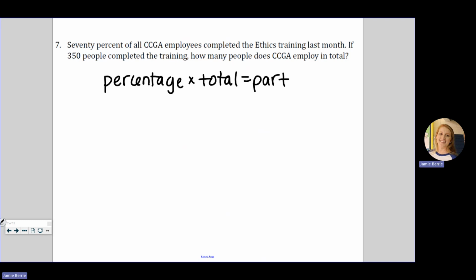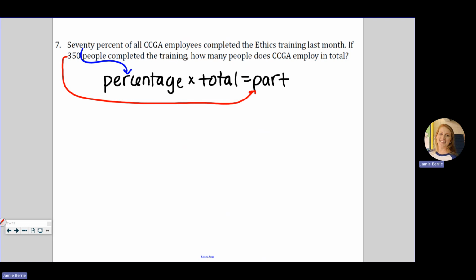They told us that 70% of the employees completed the training, so we know the percentage. We know that 70 is the percentage. You're going to have to convert that to decimal form, so don't forget about that. And what about 350? Does that represent the total number of employees or part of the employees? Part, good. So 350 goes in for the part. And we're looking for the total, so we'll call that T for total.